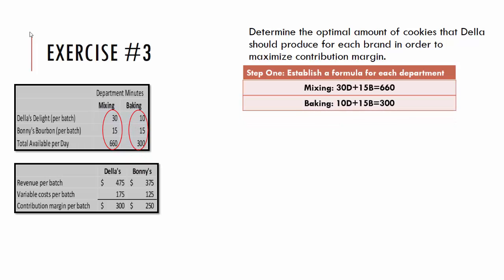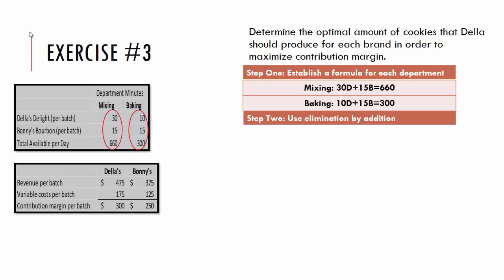Same exact concept. We're going to take how many minutes it takes to make a Della's. It takes 10 minutes, so we'll call that 10D. It takes 15 minutes to bake a batch of Bonnie's Bourbon, so we'll call that 15B, and then it's equal to the total amount of minutes available from the baking department a day, which is 300. So our formula for baking is 10D plus 15B equals 300.